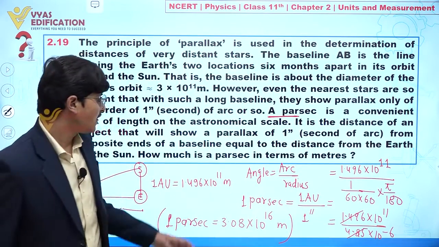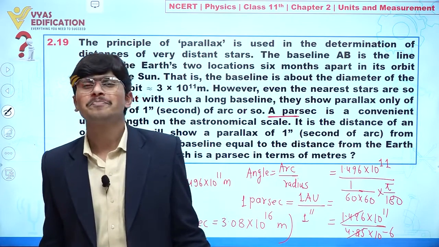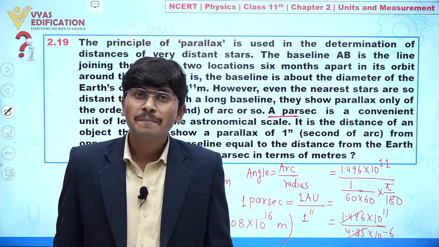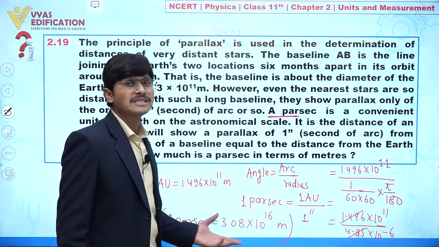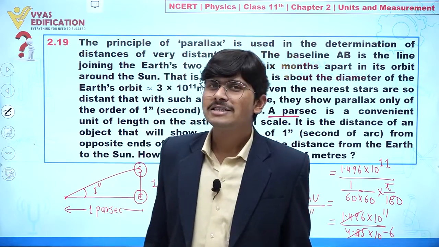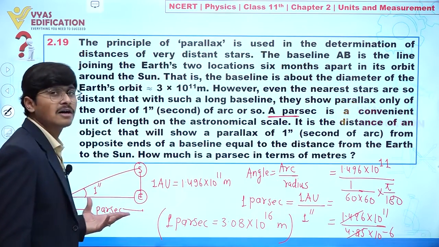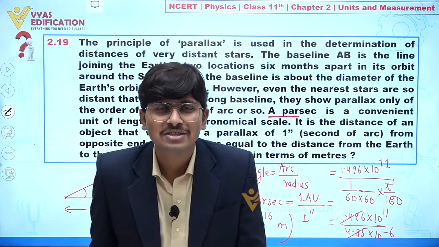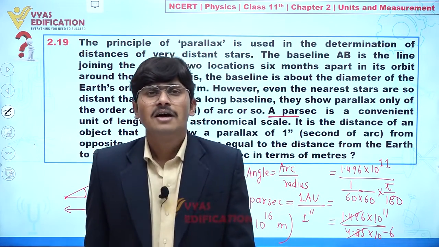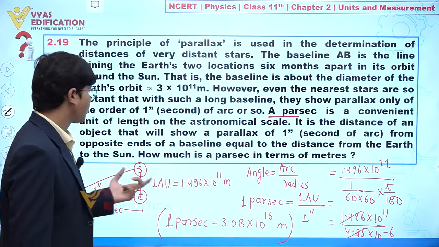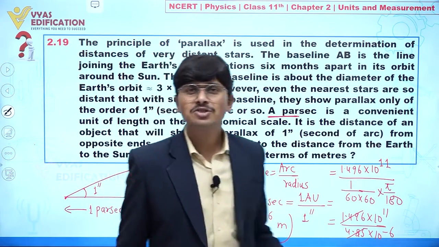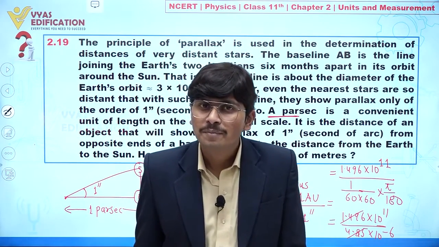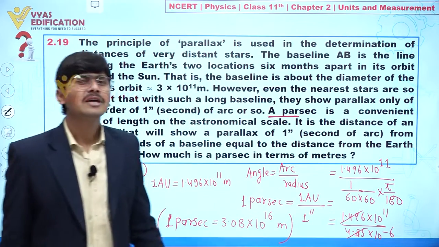So this is an important result. You can directly memorize this value also, that 1 parsec is equal to 3.08 into 10 to the power 16 meter. And actually this is a very large distance. That's why it is used to measure distance of distant stars. And this value is again important, 1 astronomical unit. 1 astronomical unit is the distance between the sun and earth, and this is given by 1.496 into 10 to the power 11 meter.